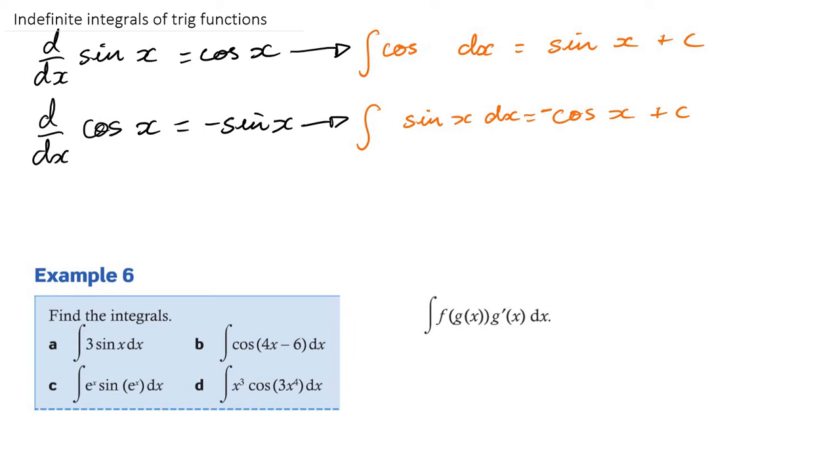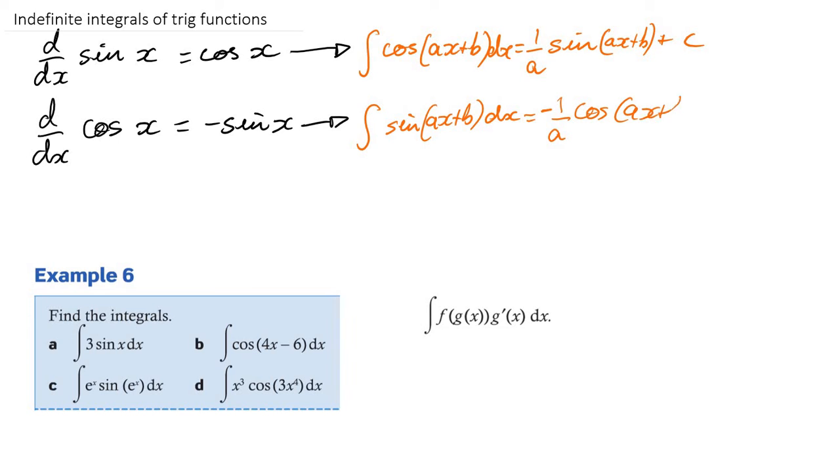But we do have situations where we have a linear function in there. And from that, that would modify this. The integral of cos of ax plus b would be sine of ax plus b plus c, but we would have to divide by the derivative of that inner function, a. Same here. The integral of sine of ax plus b would be negative 1 over a cos of ax plus b plus c.